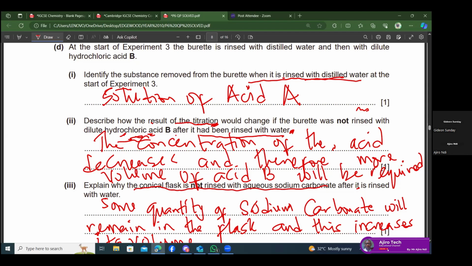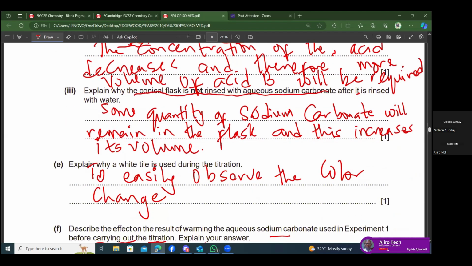So it's important that you rinse the burette again with the acid you want to use so that you remove any droplet of water left over after first rinsing. So the answer here remains that the concentration of the acid decreases and therefore more volume of acid B will be required because you have reduced the concentration. You have to keep on adding a lot of volumes of B before you can get the end point. That is why you need to rinse again with the acid you intend to use to titrate.